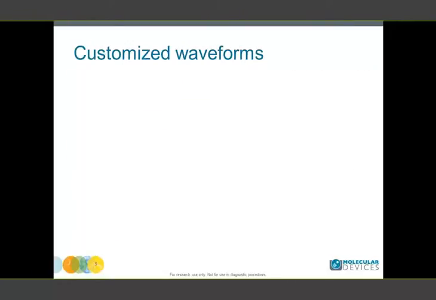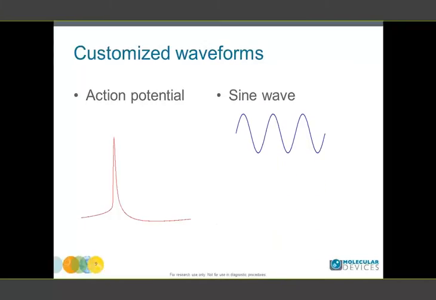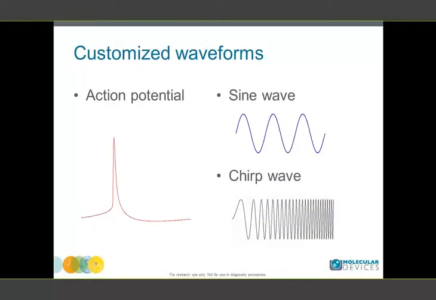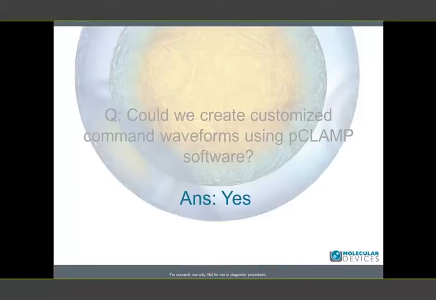Now, how about other waveforms, such as an action potential? I recorded an action potential from this cell, and I want to give the same command to the same cell. How can we do it? I also showed you the cosine wave, and now I show you the sine wave. And how about a chirp wave? Now come back to the same question. Could we create customized waveforms? The answer is yes.